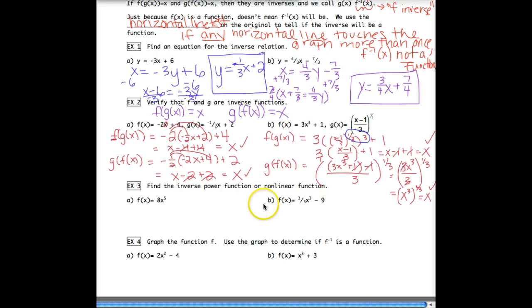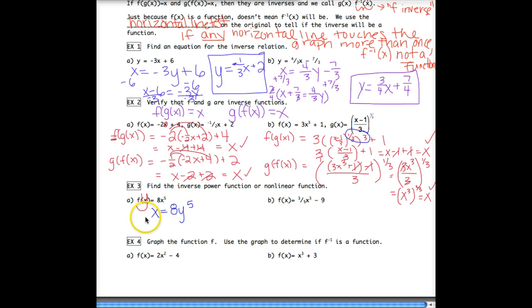And there we go. Example 3, find the inverse of the power function or nonlinear function. Example 3 is the exact same thing as example 1, except that they're not lines, and that they used function notation. Don't let them trick you. Remember that f of x is the same thing as y. This says y equals 8x to the 5th power. So switch x and y and solve for y. First I switch x and y, and then I solve for y.